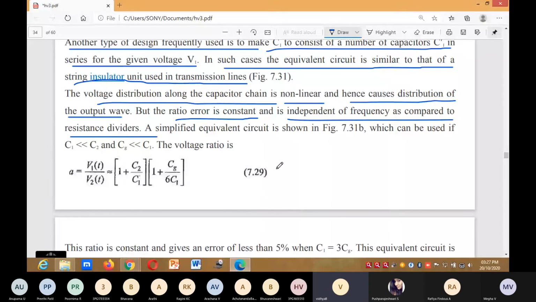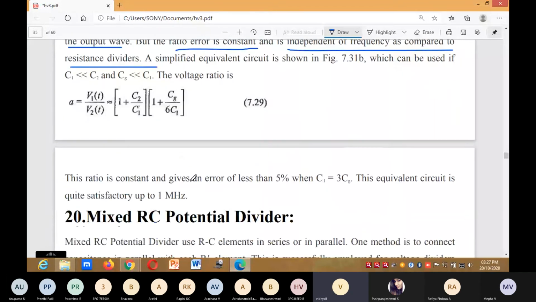The voltage ratio A is equal to V1(t) divided by V2(t), equals 1 plus C2 divided by C1, into 1 plus Cg divided by 6 C1. This ratio is constant and gives an error of less than 5% when C1 is equal to 3 times Cg. This equivalent circuit is quite satisfactory up to 1 megahertz.